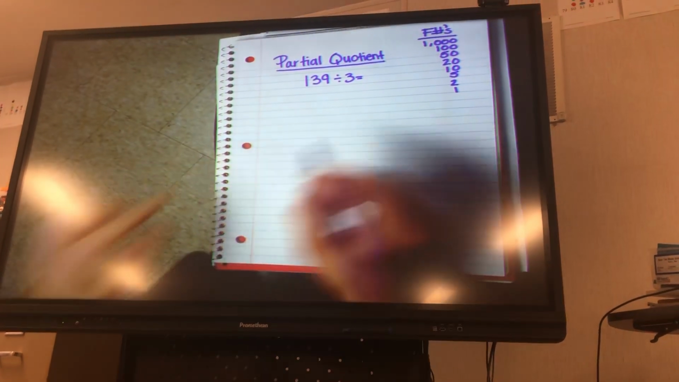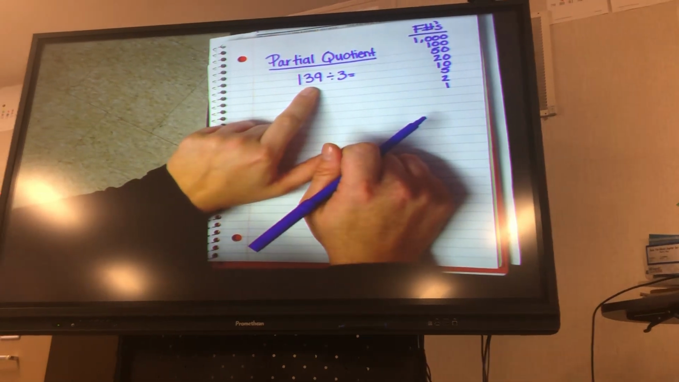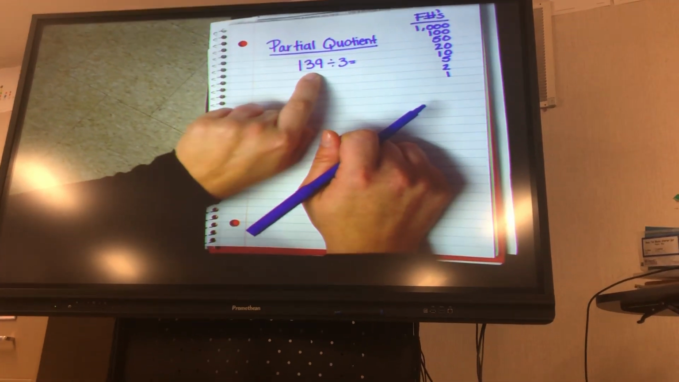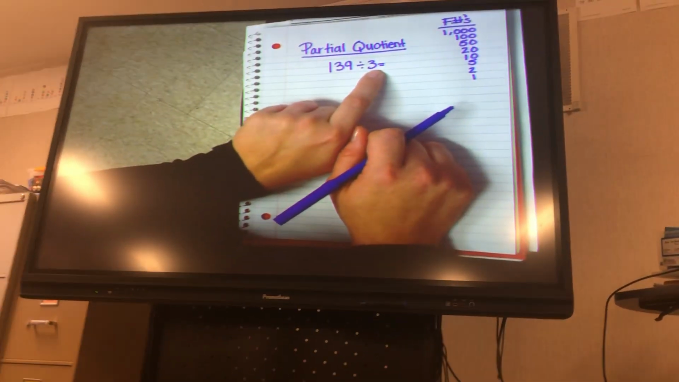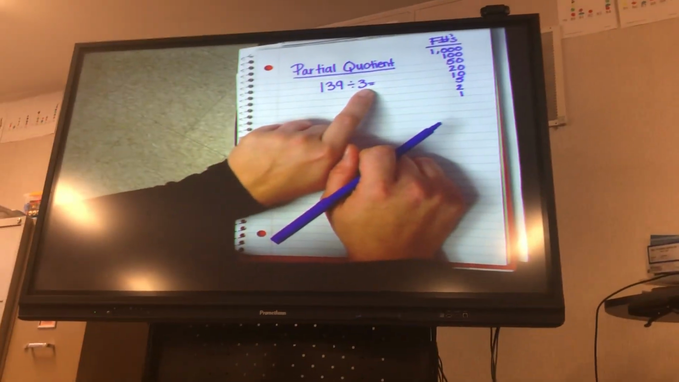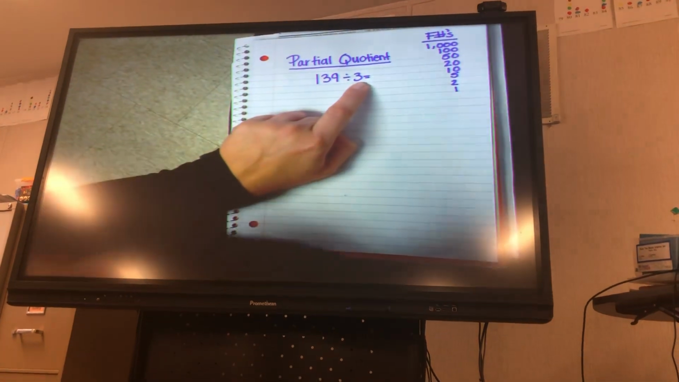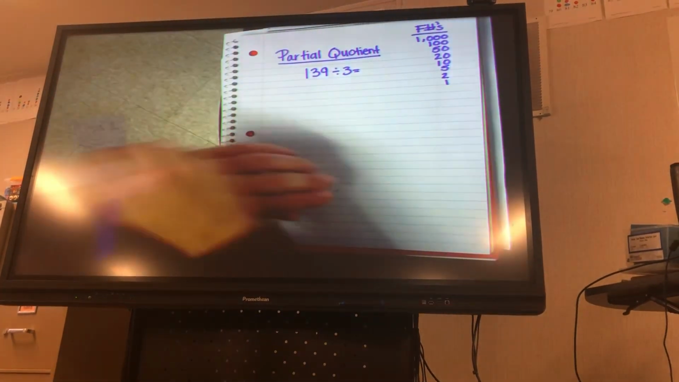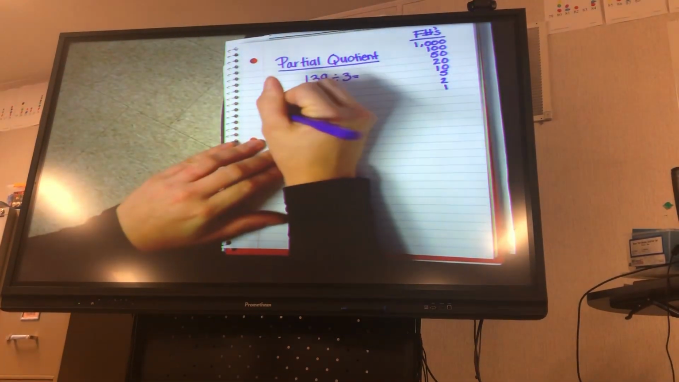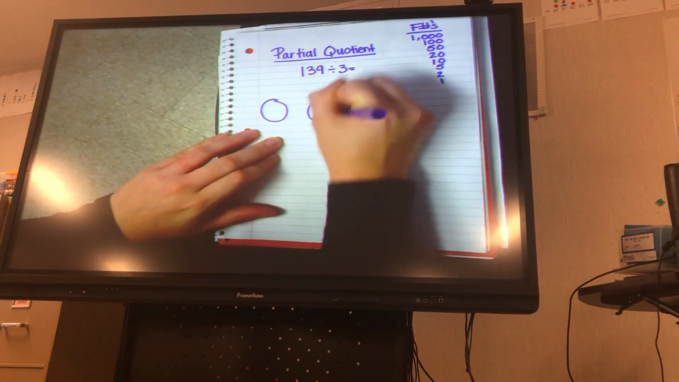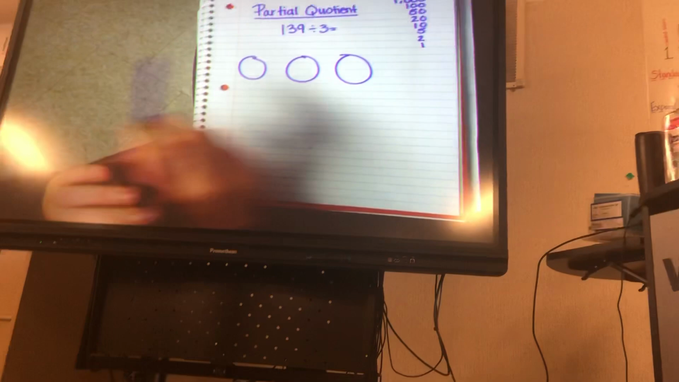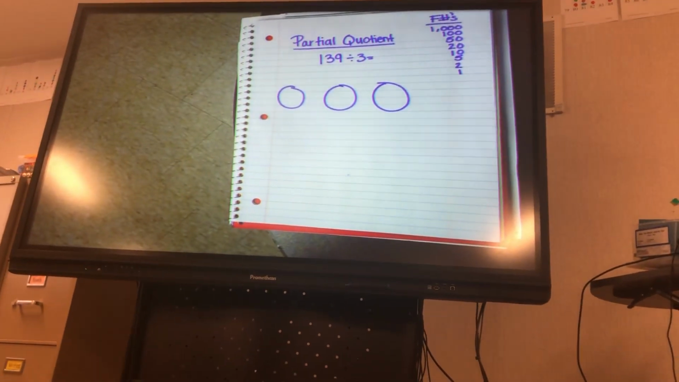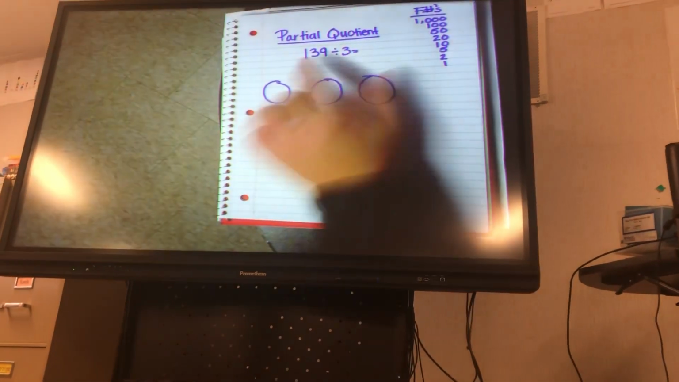So this says I have 139, we'll say pieces of chocolate because that's what we've been calling them. And we're going to divide them between 3 friends. So how many circles am I going to draw, Caleb? 3. To show the 3 friends that I'm going to be dividing my chocolate pieces between.